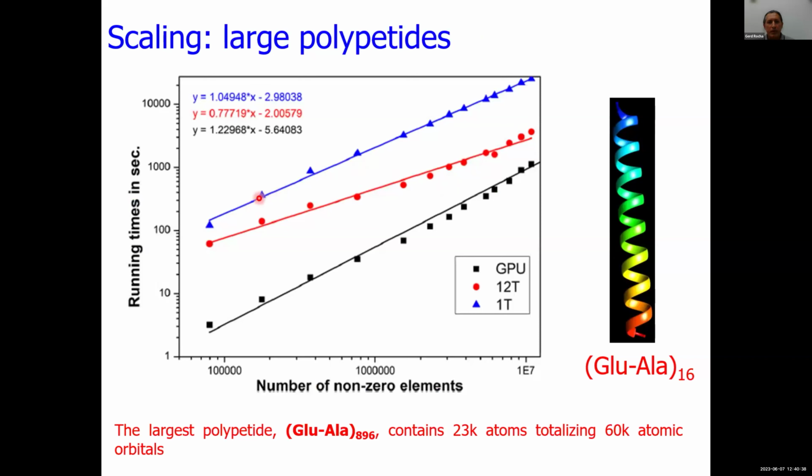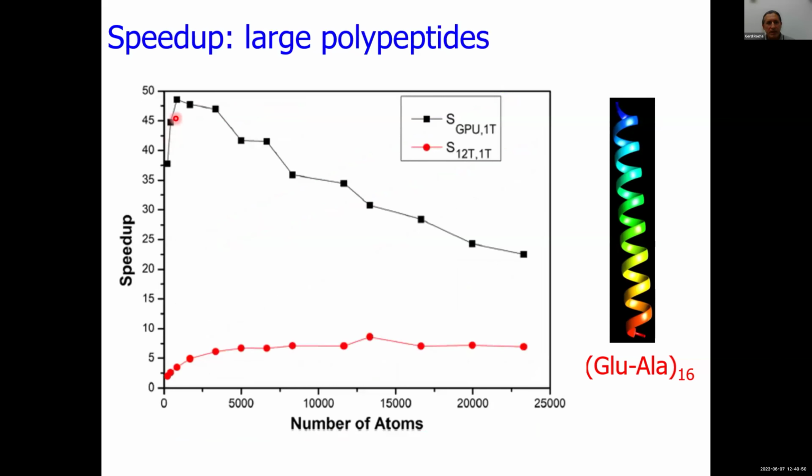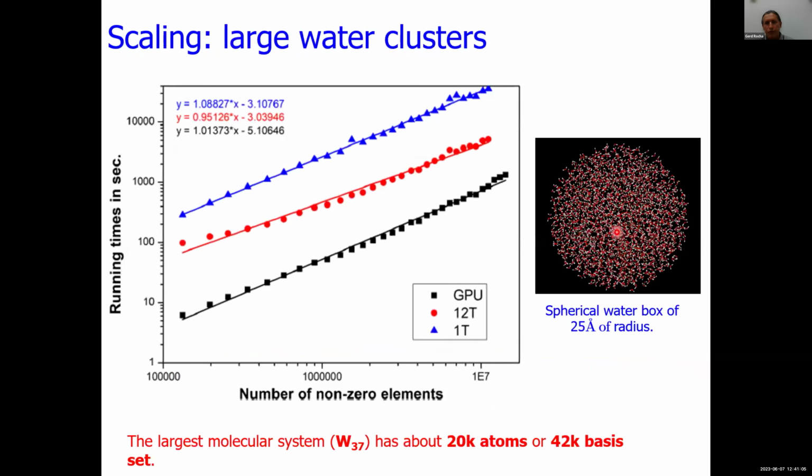We prove this method is linear, a log scale. The coefficient is almost linear, and that is the speedup related to the CPU and GPU. This is the speedup for the CPU, and this is the speedup for GPU, for polypeptides and also for water boxes. The larger calculation we had considered 42,000 basis sets in one GPU.